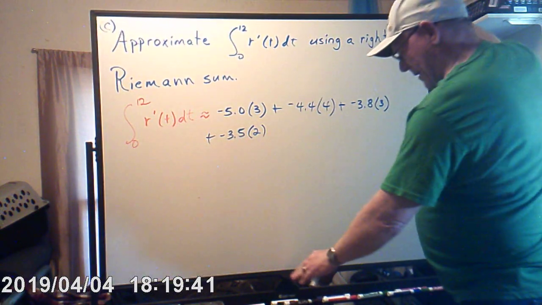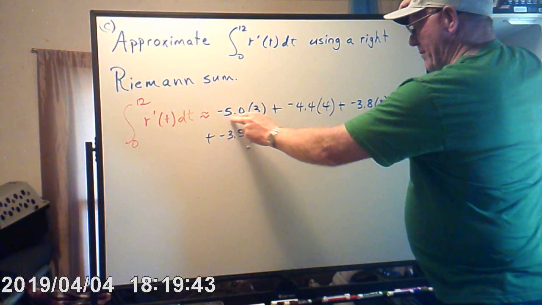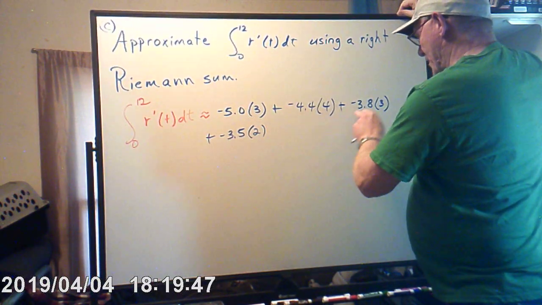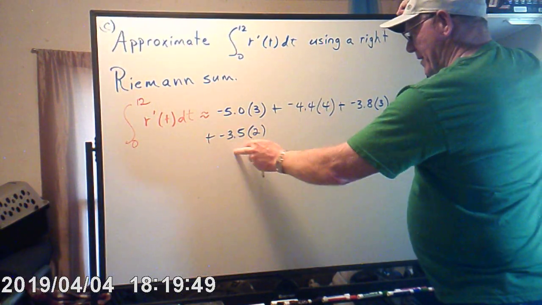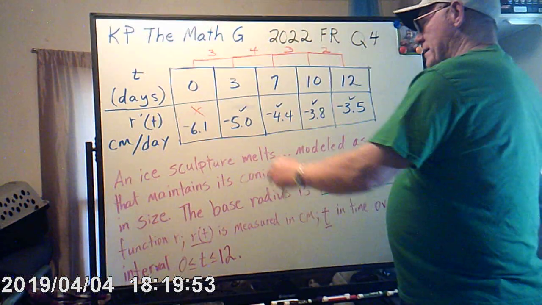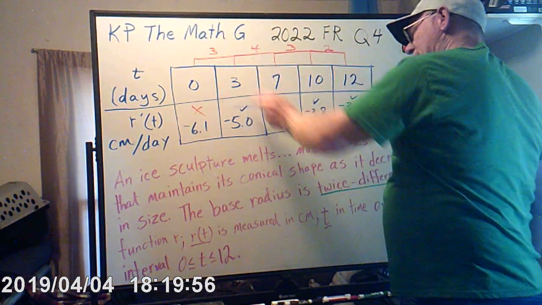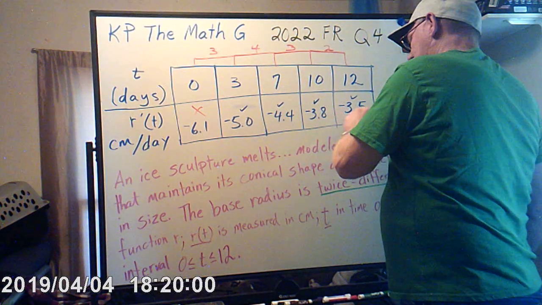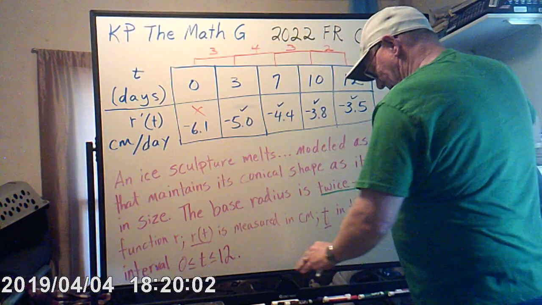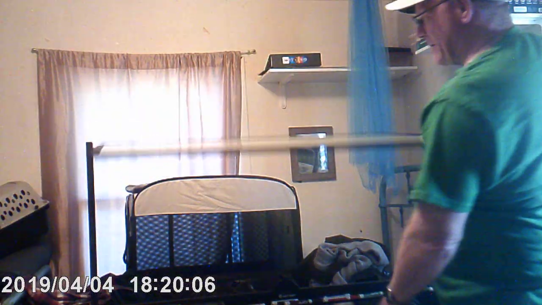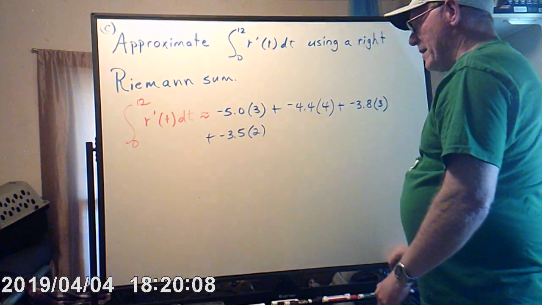Let's double check. Negative 5.0 times 3. Negative 4.4 times 4. Negative 3.8 times 3. Negative 3.5 times 2. Alright. And that's how you do a right Riemann sum.